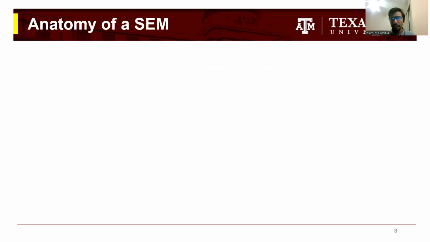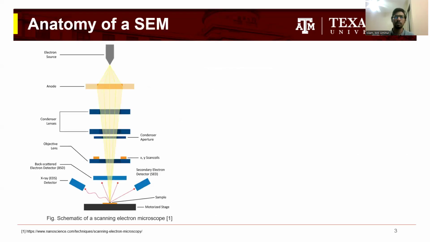A scanning electron microscope projects and scans a focused stream of electrons over the surface of a sample and collects the various signals that are produced during the interaction. These signals are then converted into an image using specialized detectors. Here we can see the various components that are used to achieve that.